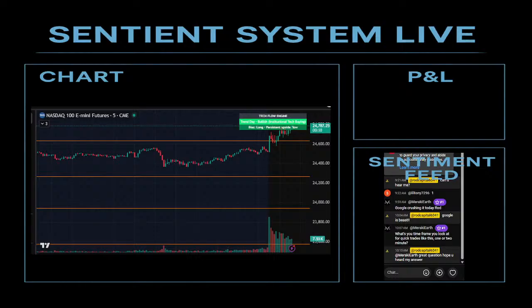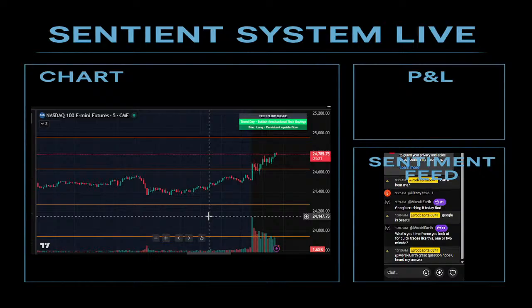Yeah, so it keeps just pushing. Still pushing. I think my flow might actually be in the way of the chart. Let me see, adjust that for you.